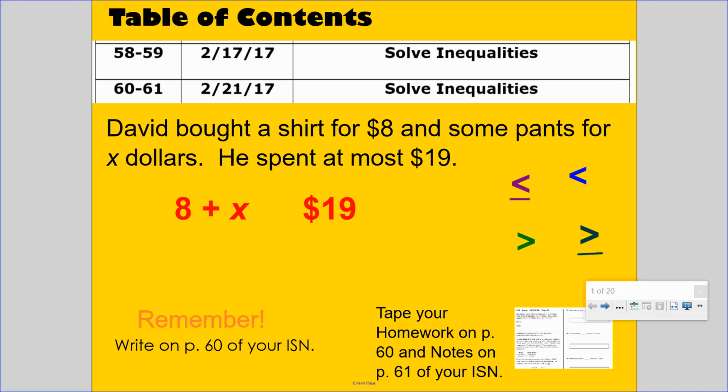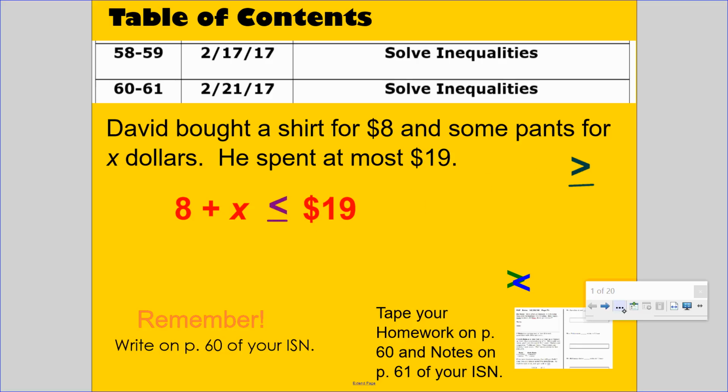He spent at most $19. What does that mean to you? Give me some examples. I would say $15. I would say $10. I would say $18.50. What about $19? That would work. So all the numbers I said were equal to $19, so it's going to be one of these two. And then the other numbers I said were less than, so it would be this one.